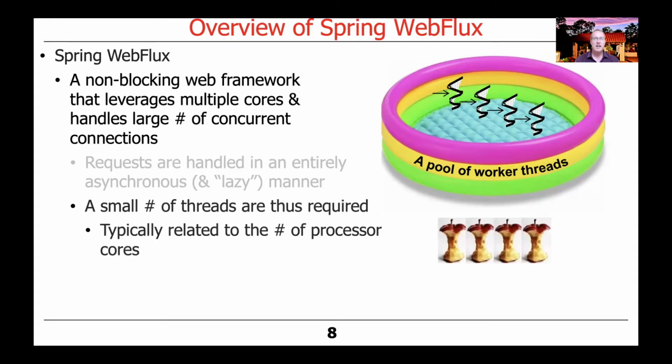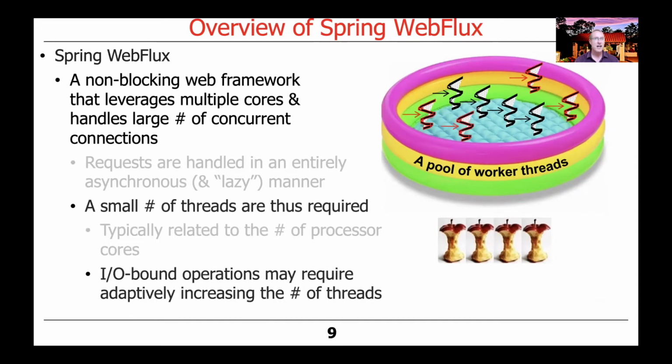So the basic model here is that the number of threads in some kind of thread pool, which is managed for you by Spring by default, would typically be related to the number of processor cores. Now, it's not always a one-to-one mapping, and the reason for that is that I/O-bound operations may need to adaptively increase the number of threads. And there are various means for doing that. With Project Reactor, there's a parallel threads pool, which knows how to grow the threads dynamically as things block. With RxJava, there's something similar called the I/O thread pool, which also has the ability to adaptively resize itself as the need arises.